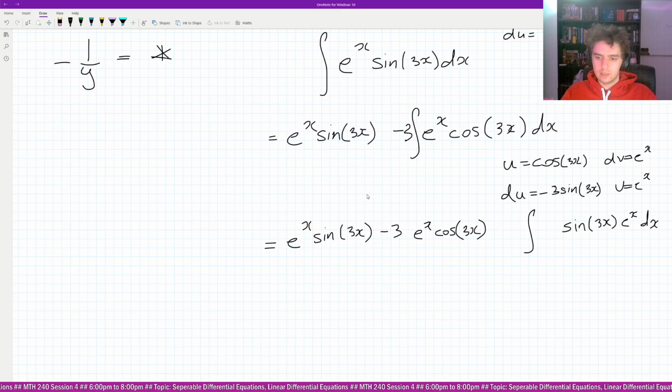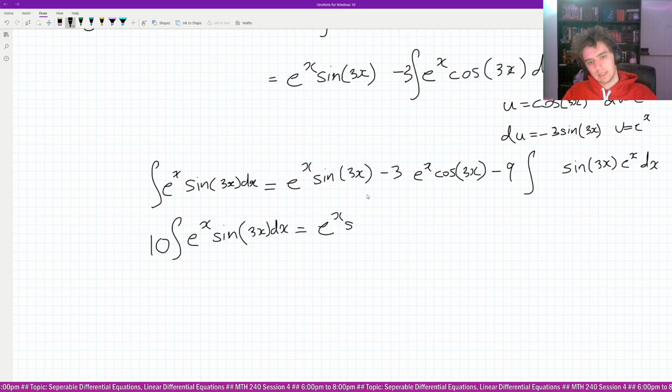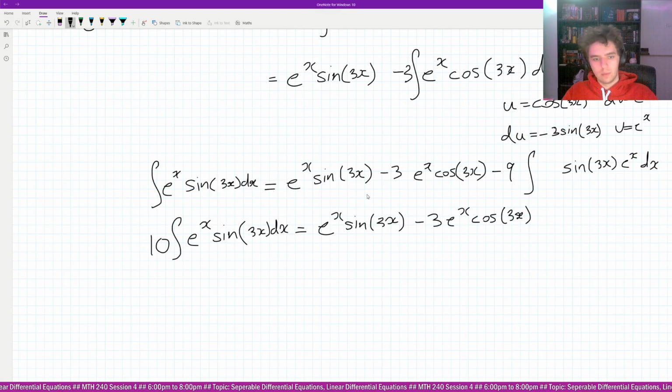Move that minus 3 to the front, so it's minus 9. This is equal to the integral of e to the x sine 3x dx. So add 9 times the integral of sine 3x e to the x dx on both sides. So 10 times the integral of e to the x sine 3x dx equals e to the x sine 3x minus 3 e to the x cos 3x, and we get our solution by just dividing by 10 on both sides.